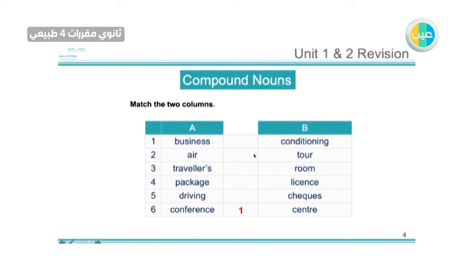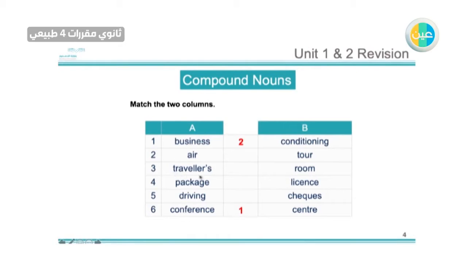Next, air. Which word does it go with? What do you think? Air, exactly, it is air conditioning. Air conditioning is the machine that we have at homes or schools.